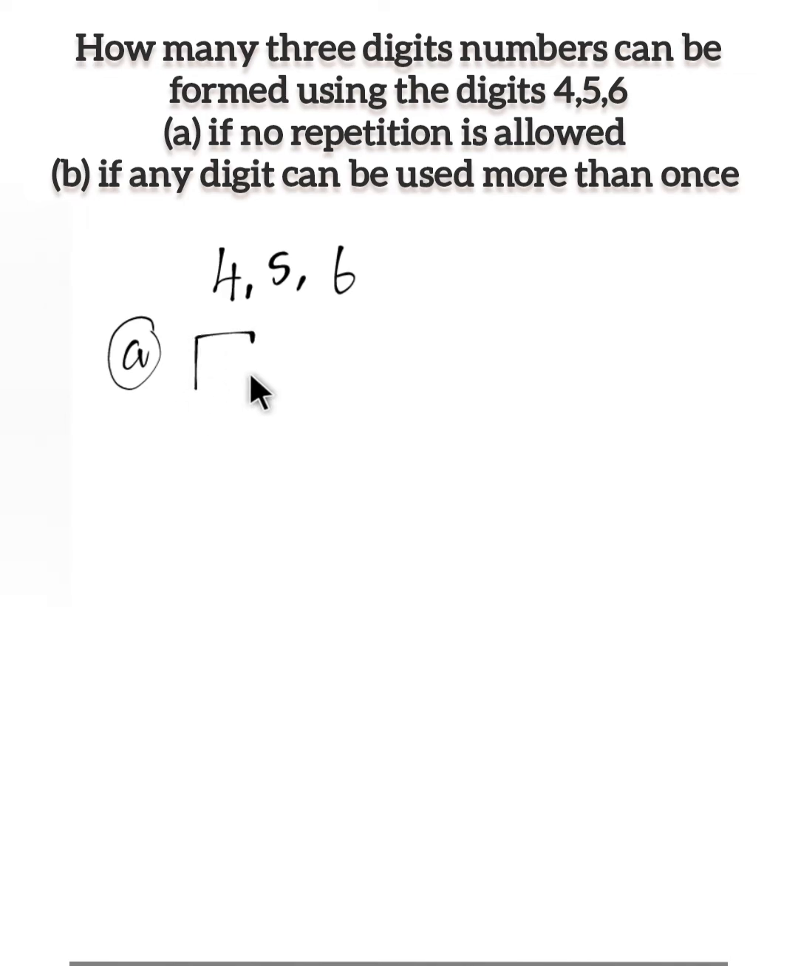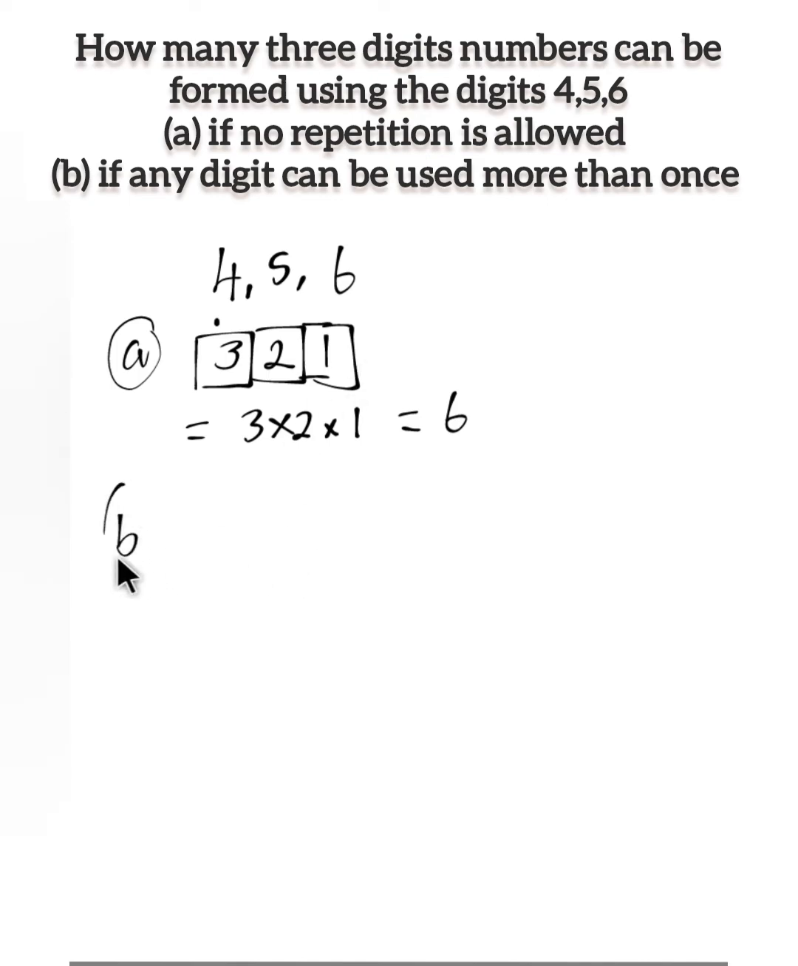So let's create 3 slots for the 3-digit number, which is hundreds, tens, and units. Now, this first slot can contain any of the 3, so that's 3 here. Remember, repetition is not allowed, so since 1 digit is already here, this one can contain 2, and this will contain 1. So it becomes 3 times 2 times 1, which is equal to 6. So it is only 6 numbers that can be formed from 4, 5, 6 when repetition is not allowed.